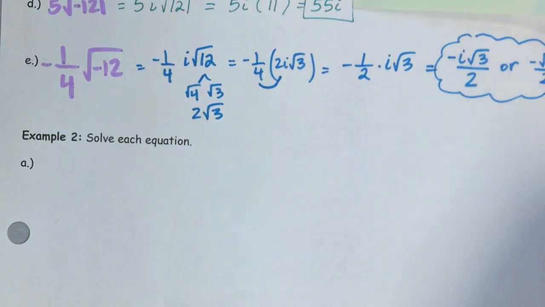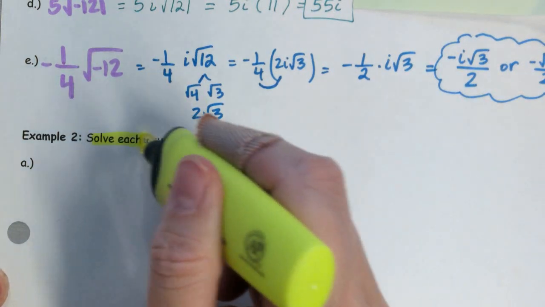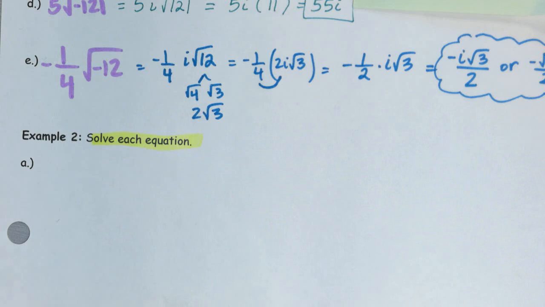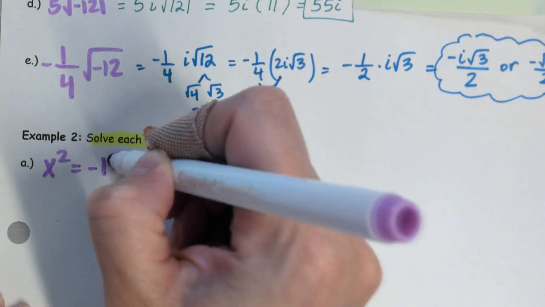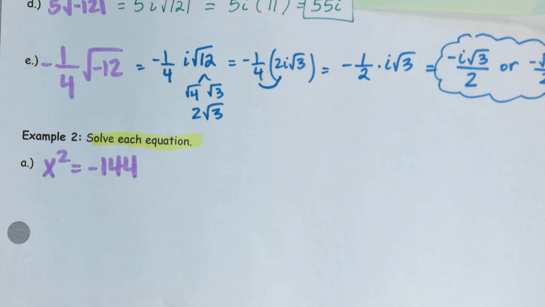All right, let's solve equations now. Okay, so for example 2, we are going to solve. So for A, we have x squared equals negative 144.